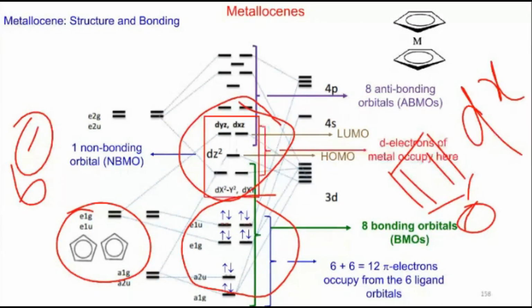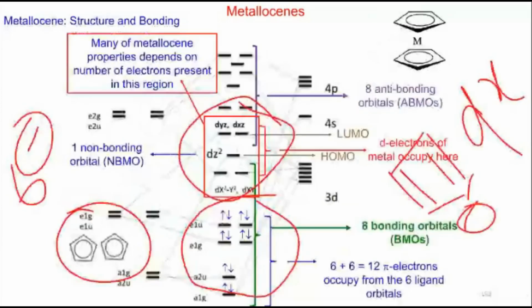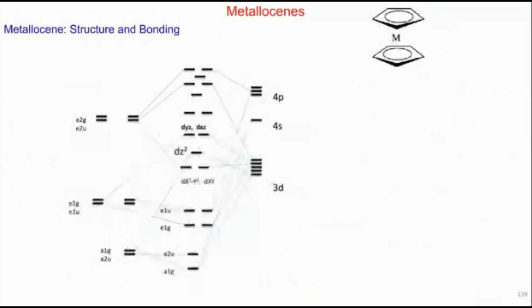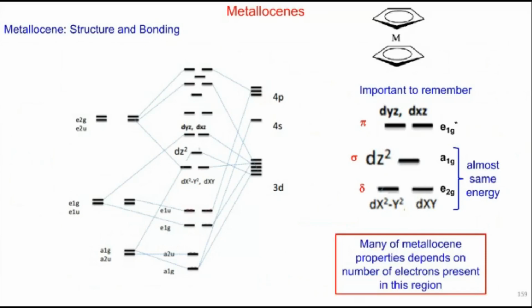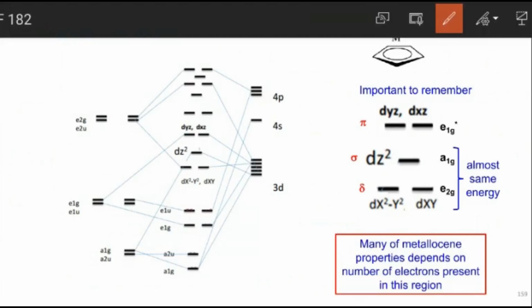Look here. Many of the properties are based on the valence orbital. This is the MO diagram for ferrocene, and in between there is a very strong metal interaction. Sorry, actually the pi orbital decides the parameter.